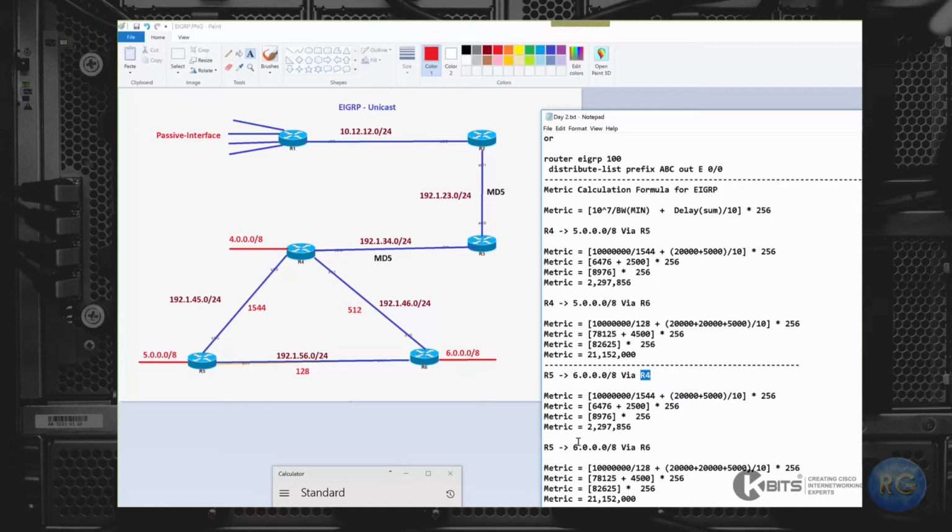What bandwidth do I take? I'm going from 5 towards 6 via R4, the first one. Why 512? The options are 1544, 512, and 8 million, so the minimum is 512. Let's put that in over here. 512. What's the delay?